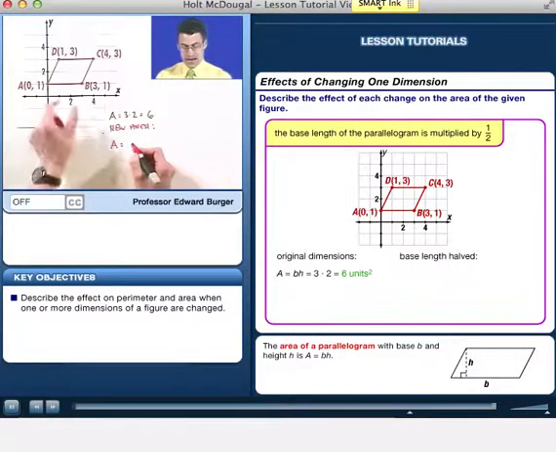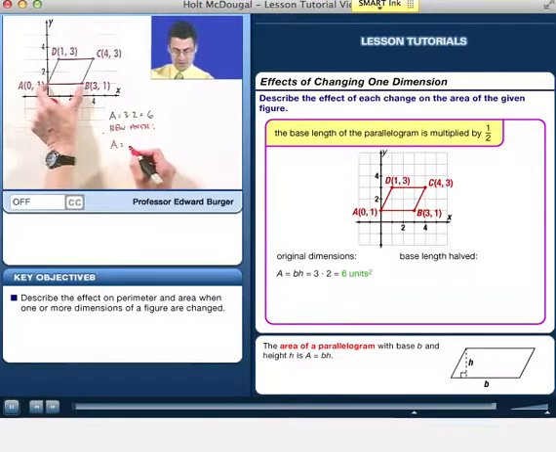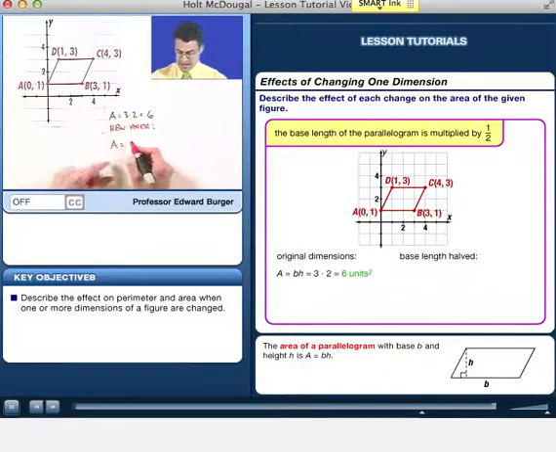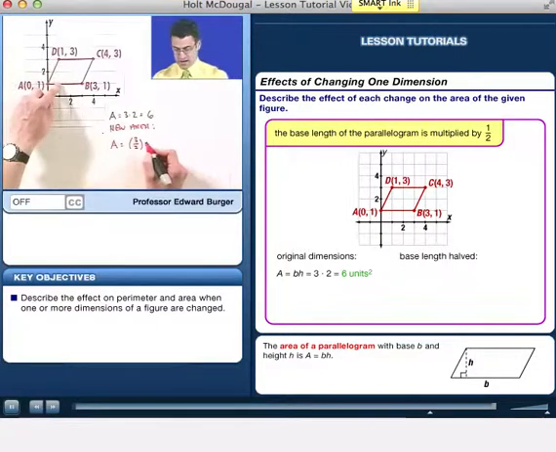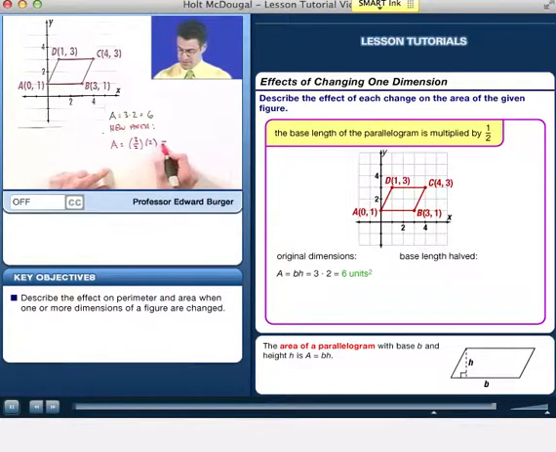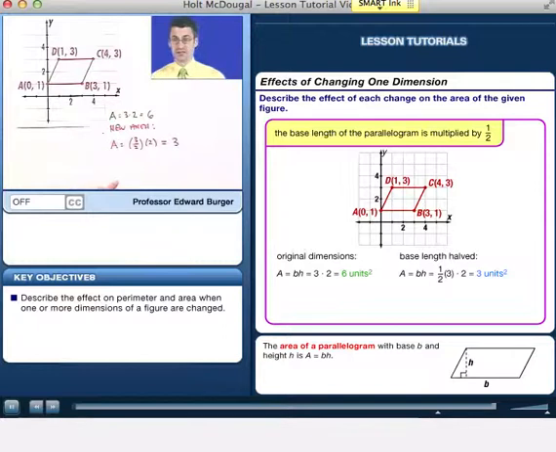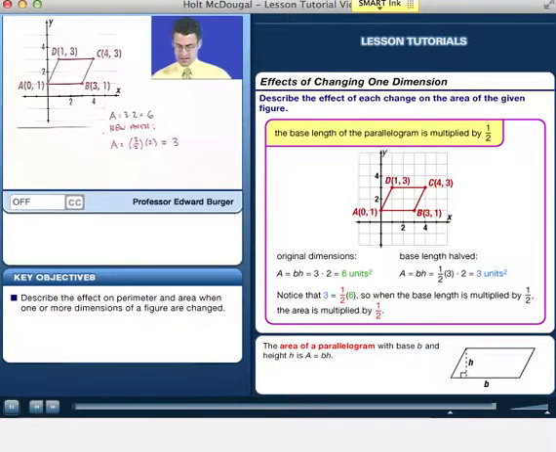Well, it's going to be base, but now the base is going to be half of the old one. So now what used to be 3 is now going to be 3/2. The height remains at 2. When we simplify this, we get 3. So what's the impact? Well, the impact is that the area shrinks by a factor of 1/2, right? And we can actually see that we take the area and multiply it by 1/2.